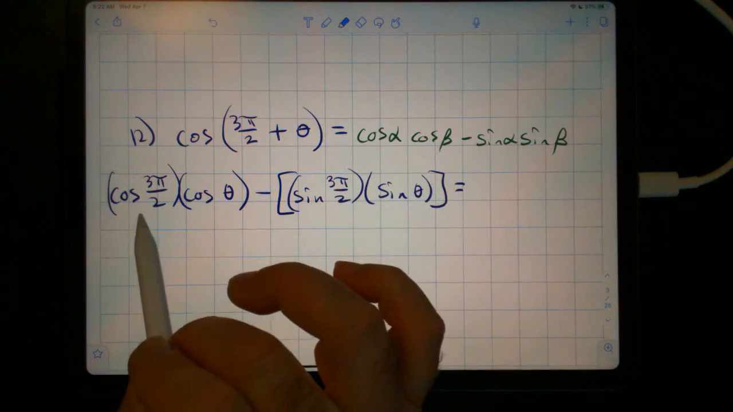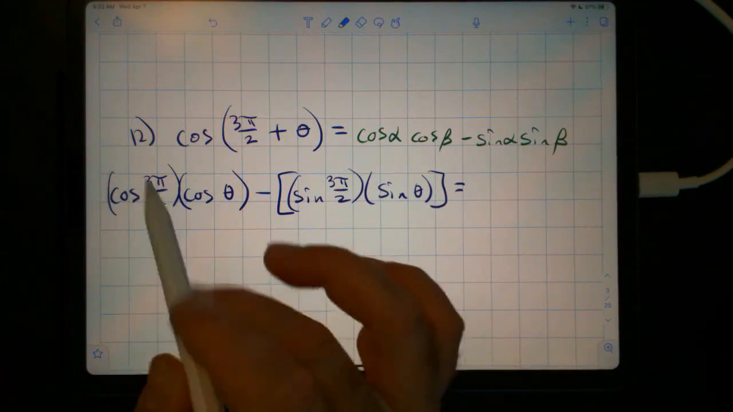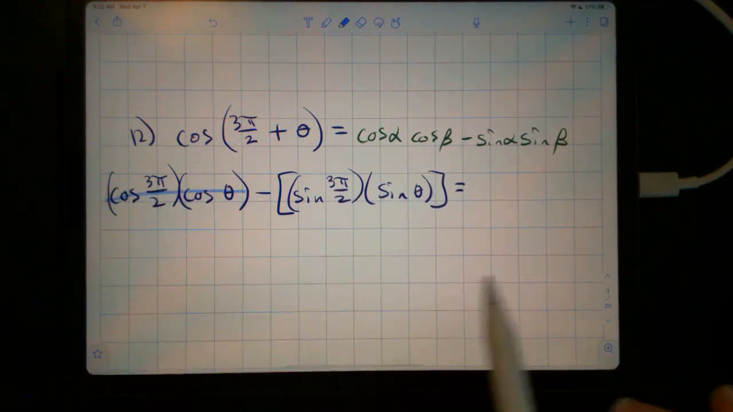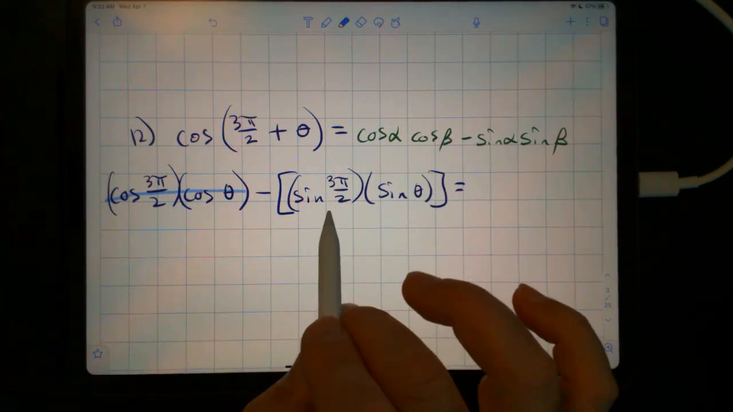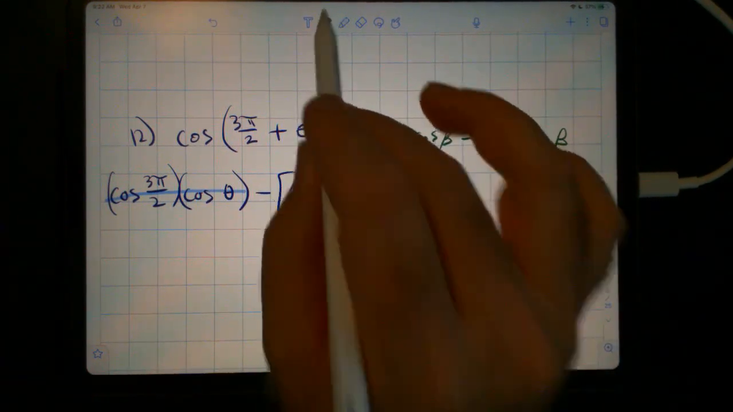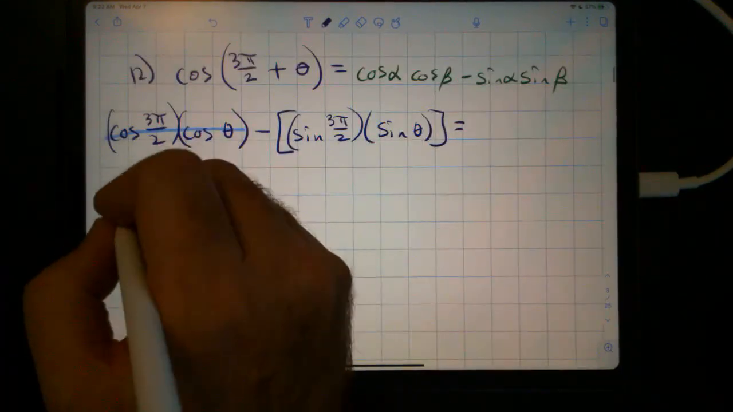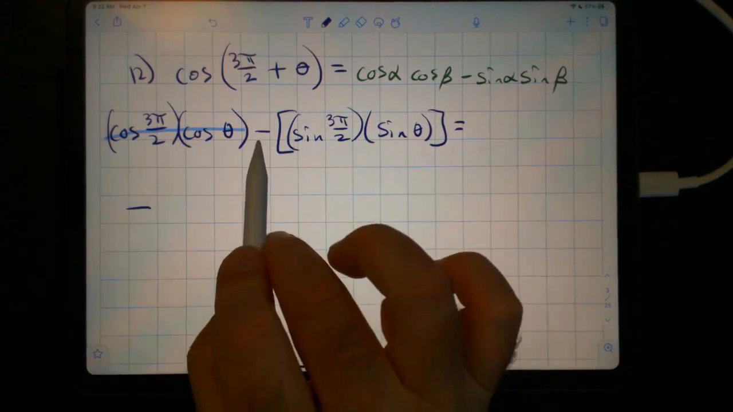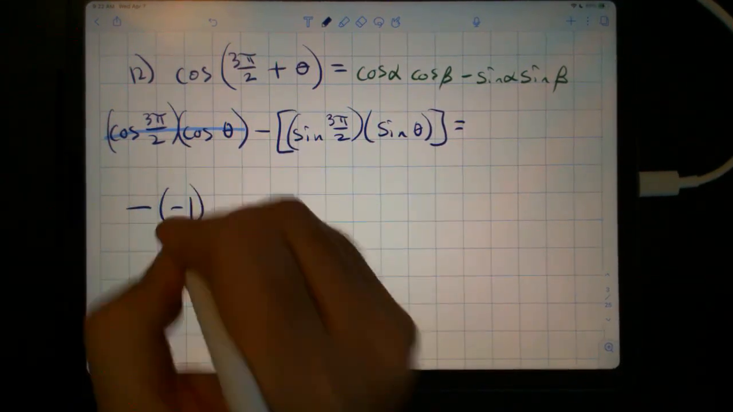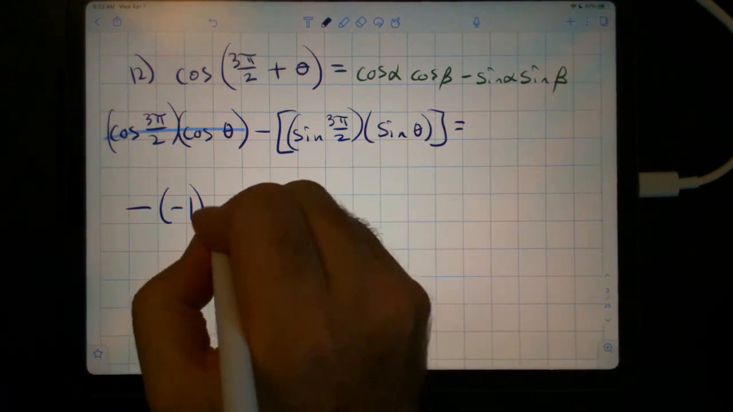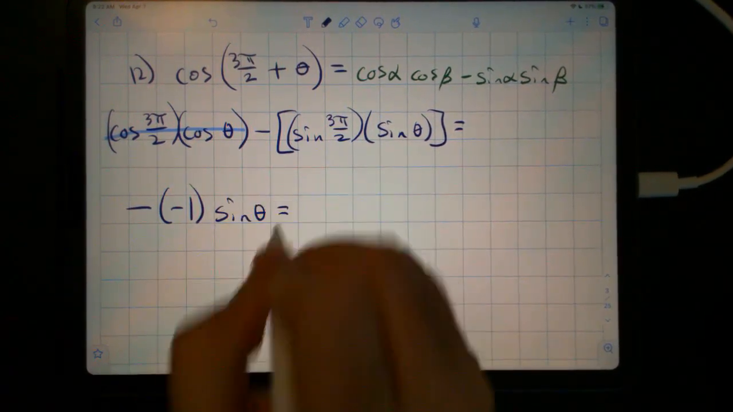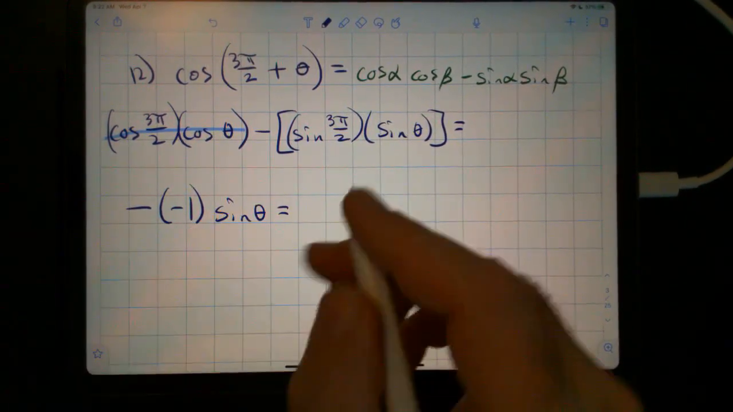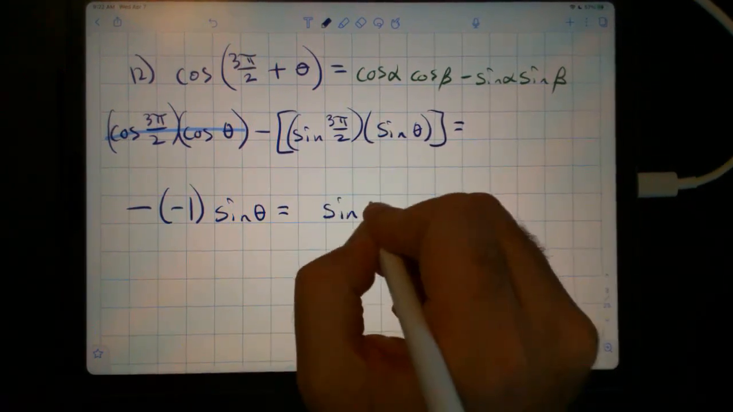Well, cosine of 3 pi over 2 is 0. 0 times anything is 0. Sine of 3 pi over 2 is negative 1. So what we're going to have here is that negative in front times a negative 1 times sine of theta. Negative times a negative is a positive, so this is simply sine of theta.